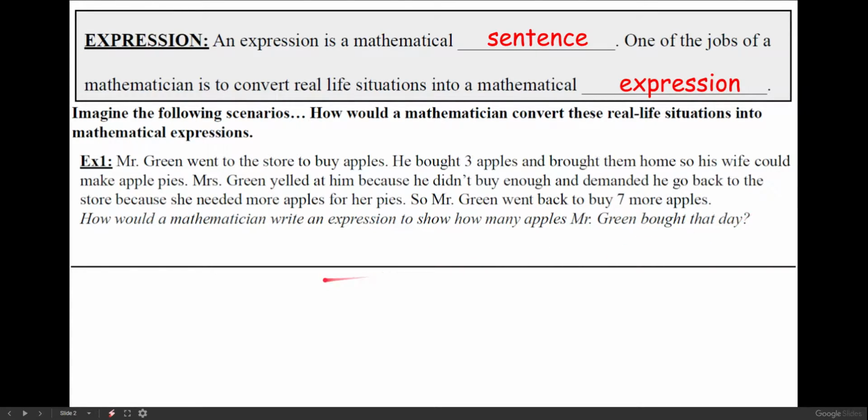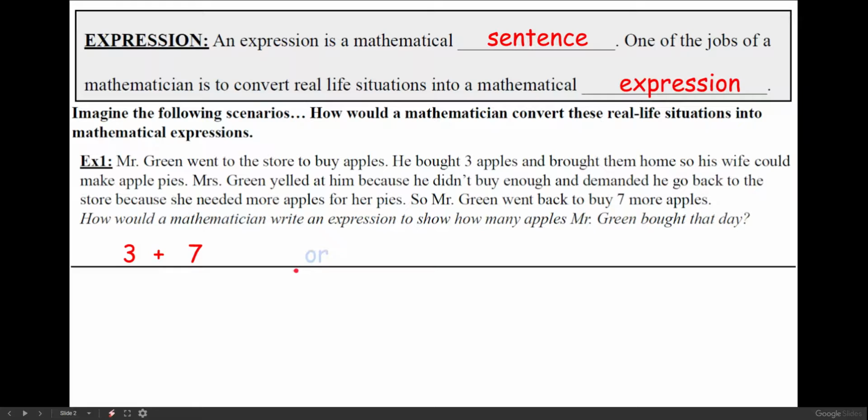What does this have to do with math? Well, a mathematician would take the information and try to turn it into something that he could do calculations with. So he bought 3 apples, and then he had to go back to the store so that he can get 7 more apples. So 3 apples plus another 7. And that's it. That's our expression, 3 plus 7.